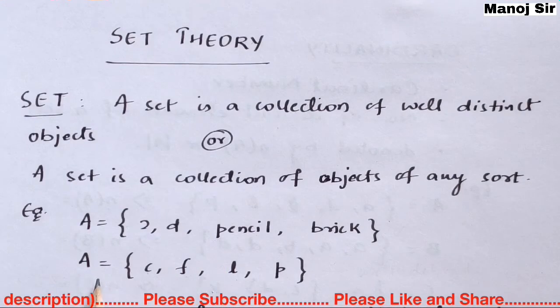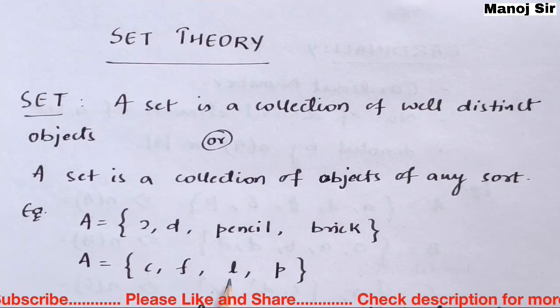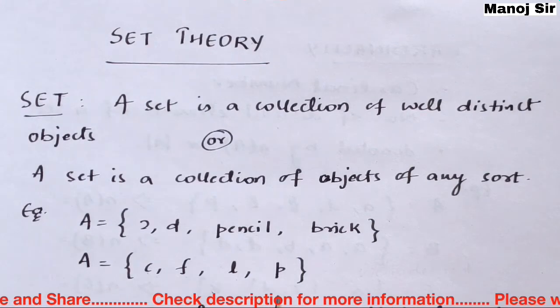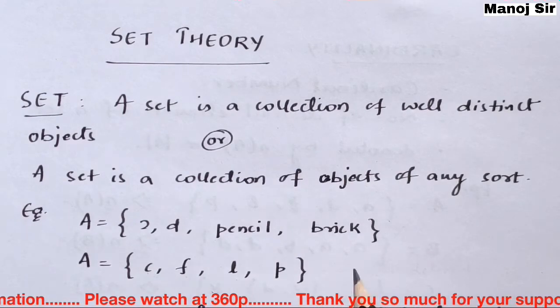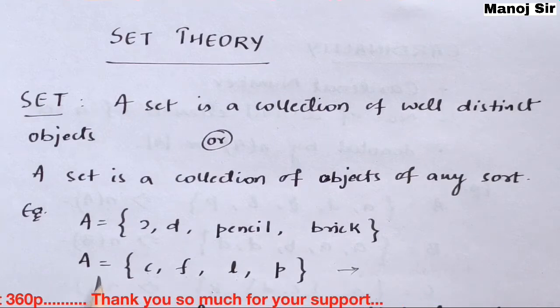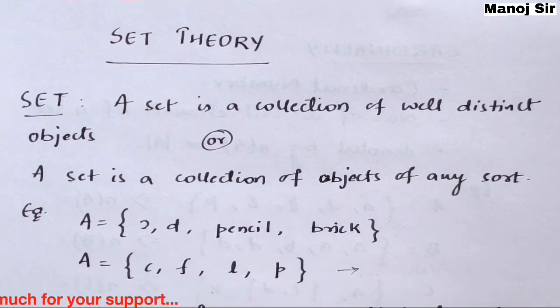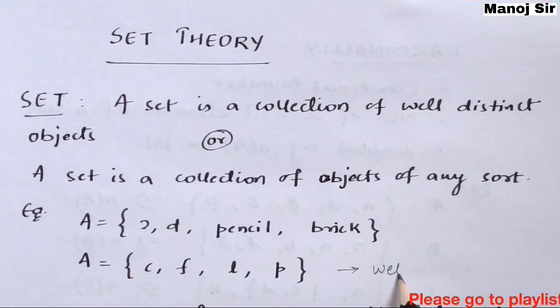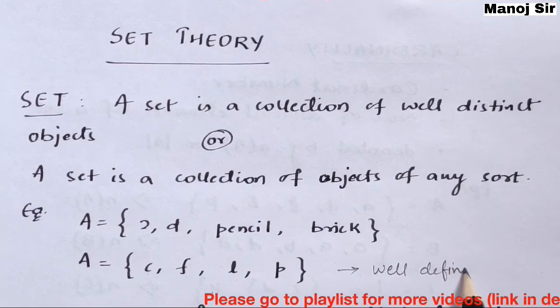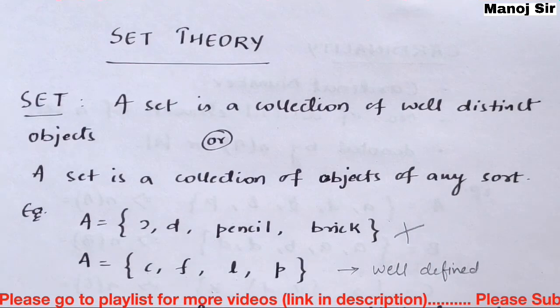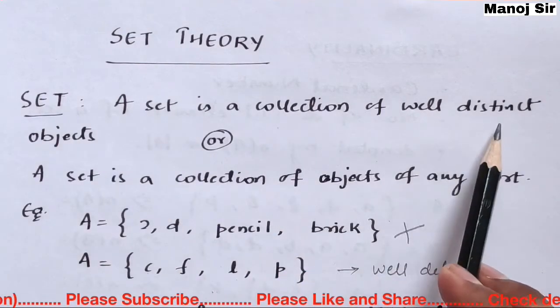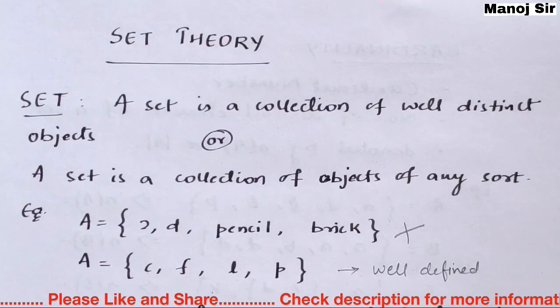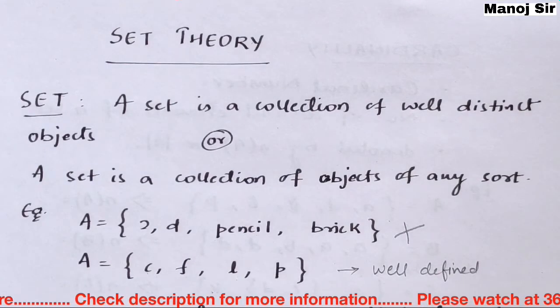But if you take the second case, A equals c, f, l, p, in this set the objects are well defined, because this set shows small letter alphabets. This is well defined, and the other is not well defined. So we will consider this as a set, because a set is a collection of well distinct or well defined objects. I hope this point is clear to you.